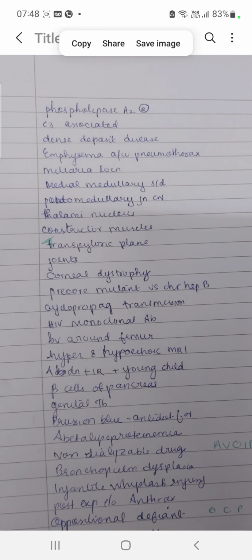Miliaria location: crystallina, rubra, profunda, in that order. So it is the topmost layer, the lowermost layer: stratum corneum, malpighian layer, then dermoepidermal junction, in the order CRP.